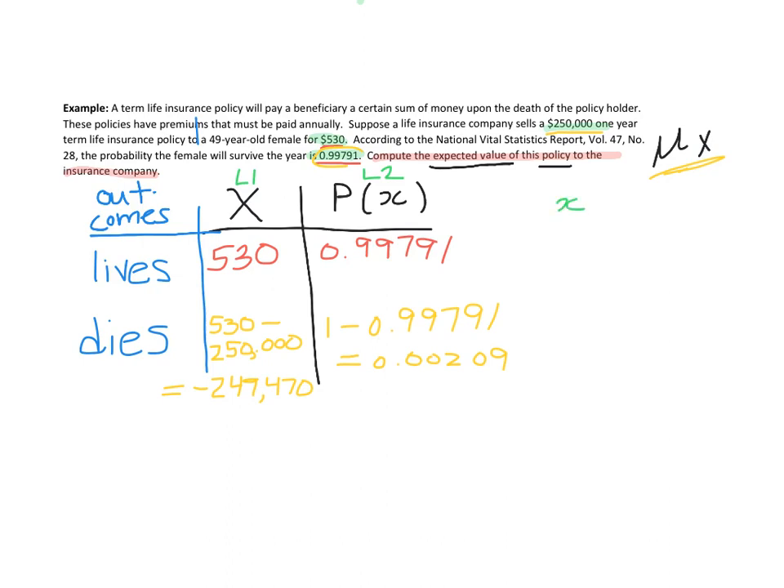Or to calculate the mean, we can quickly look at the value times the corresponding probability, because there's only 2 values. So 530 times 0.99791 is this. I'm going to go out 4 decimals. We don't like rounding till the very end. And then likewise, we're going to do, make sure you get the negative in here, times this very small probability.